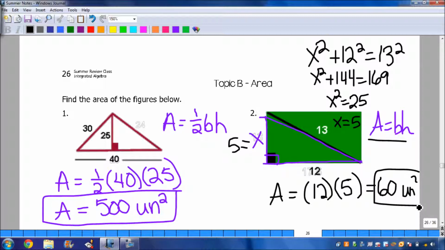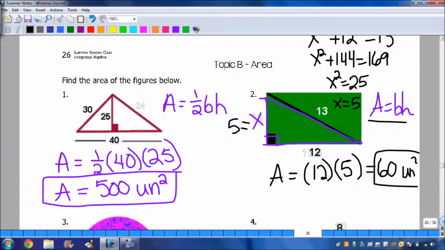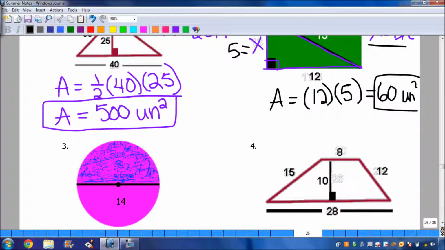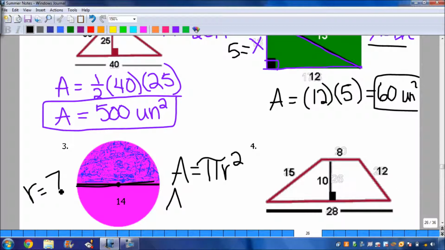Question number 3, you need to know the formula for the area of a circle. And the area of a circle is pi r squared. And in this problem, this full length is 14. So what I want to do is figure out what is the radius. Well, if the diameter is 14, the radius is half of that, so it's 7.